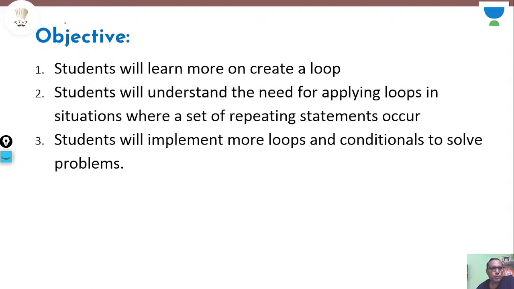In this class, students will learn how to create a loop, where the loop has to be created, how to get the loop control, and will understand the need for applying loops in situations where a set of repeating statements occur. Students will also implement more loops and conditionals to solve problems. So this is our target today. We shall complete these 3 objectives, one by one.